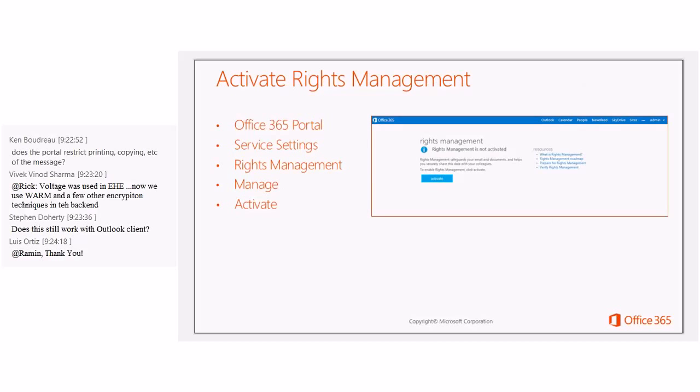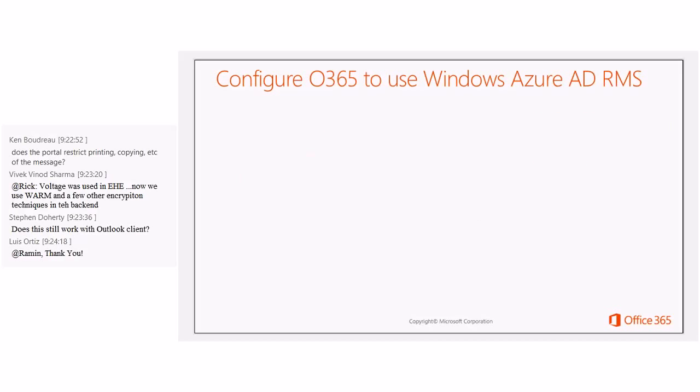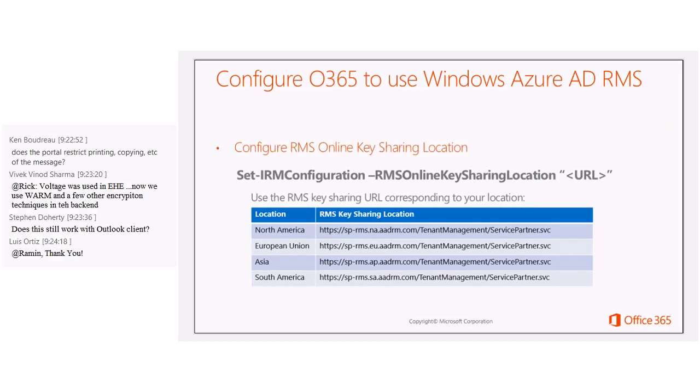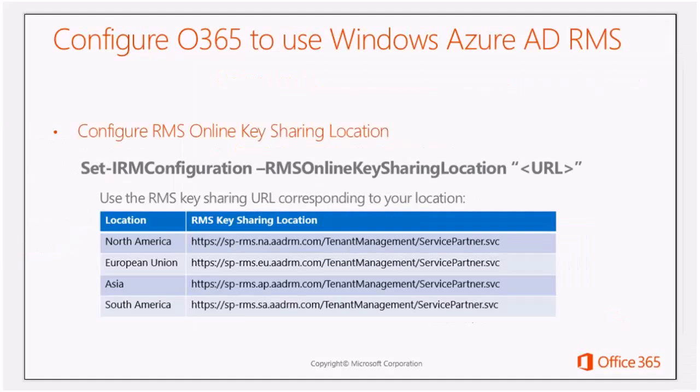All right. Second step, like we said before, is to configure Office 365 or Exchange to use the Azure RMS service. And you're going to do this through the PowerShell connected to your tenant, and it's a series of commands. The first command here is to configure the RMS online key sharing location. And basically this is how we specify the endpoint that we're going to connect to for the appropriate RMS keys.